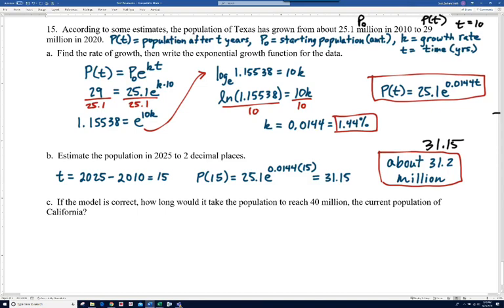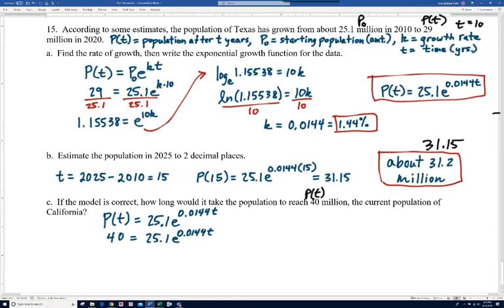Okay, we got one more problem. It says if the model is correct, how long would it take for the population to reach 40 million, which is about the current population of California? Well, we still have our same model, P of t equals 25.1 times e to the 0.0144t, or this is our growth function for this situation. Now basically P of t here is 40 million. That's what we want it to be after so many years. We don't know how many it's going to take, or I should say that's what we want to know, is how long would it take.